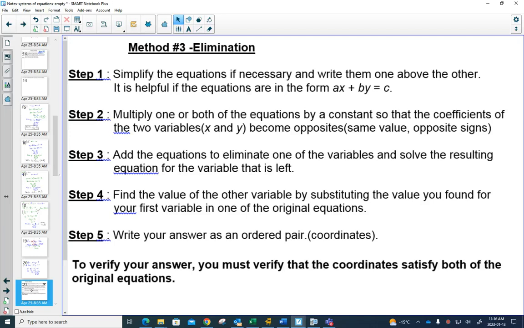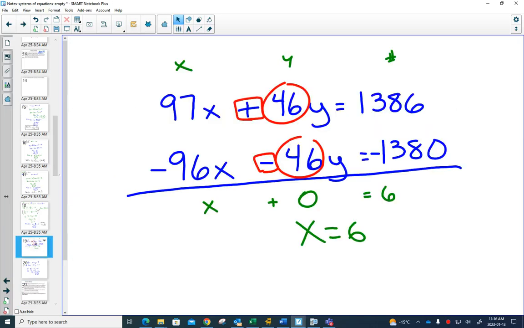Then step 2, we want to have two of them have the same number in front, but one positive, one negative. Sometimes you only have to multiply one equation to do that. Sometimes you have to multiply both equations to do that. And sometimes, like in the first one, it was already done. Hey, the 46s are the same. One is positive, one is negative. I can just add the equations together.